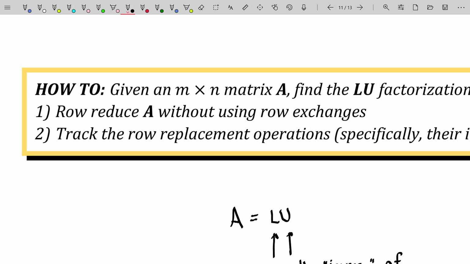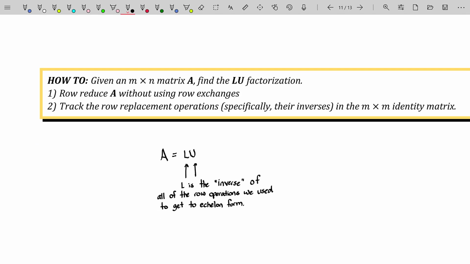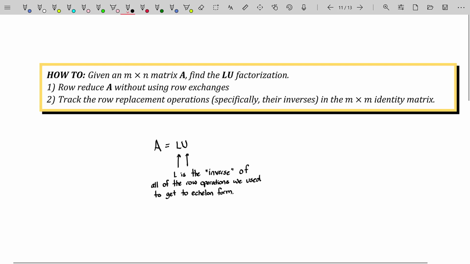And then we're going to track the row replacement operations, specifically their inverses. So if I add 5 times row 1 to row 2, I want to track the inverse of that: subtract 5 times row 1 from row 2. And do that in the M by M identity matrix.